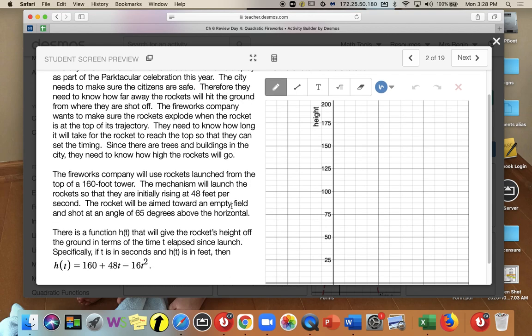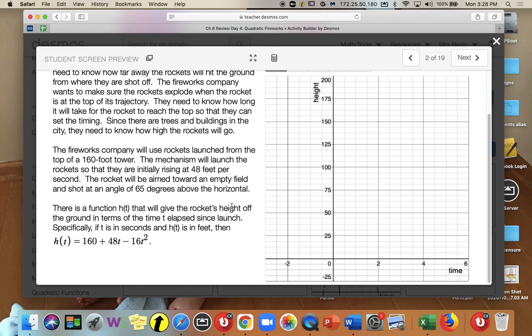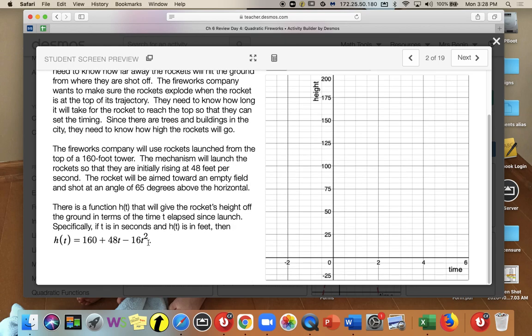go. The fireworks company will use rockets launched from the top of a 160-foot tower. The mechanism will launch the rockets so they are initially rising at 48 feet per second. The rocket will be aimed toward an empty field and shot at an angle of 65 degrees above the horizontal. This is the function that represents the rocket's height over time. So we can see the starting value, the 160, the starting speed, the 48t, and then there's the gravity, minus the 16 feet per second, so minus 16t squared. So this is our equation: starting height, starting velocity, and then the downward acceleration.